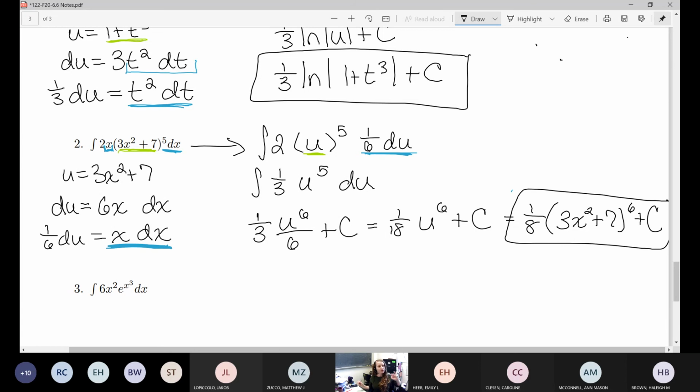So that one had a slightly different trick to it because it had like an extra constant, if you will. But even in situations like that where we can't replace everything, it's okay as long as it's just a constant that we're not able to replace.